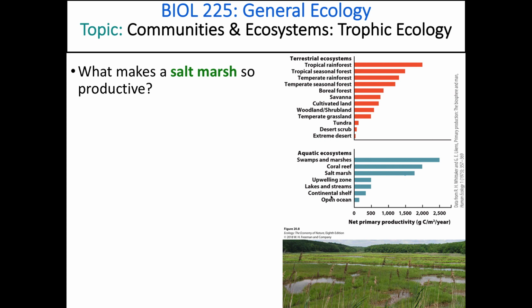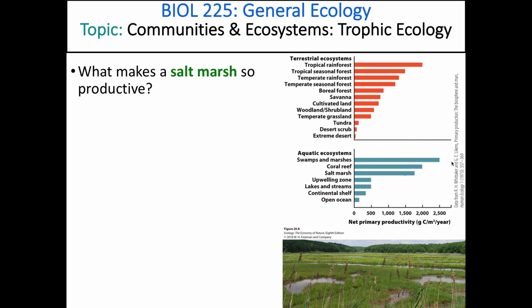One of the more interesting things to come out of studying ecosystem ecology and the net primary productivity of different ecosystems is that we might expect that tropical rainforests and other tropical environments are going to give us the most productivity we could imagine. But in reality, it turns out that swamps and marshes are the most productive environments on Earth.